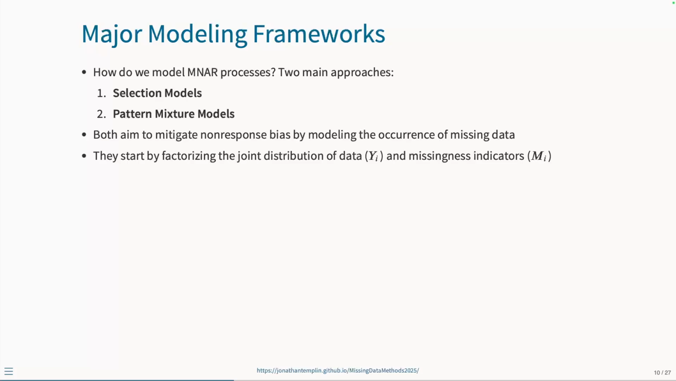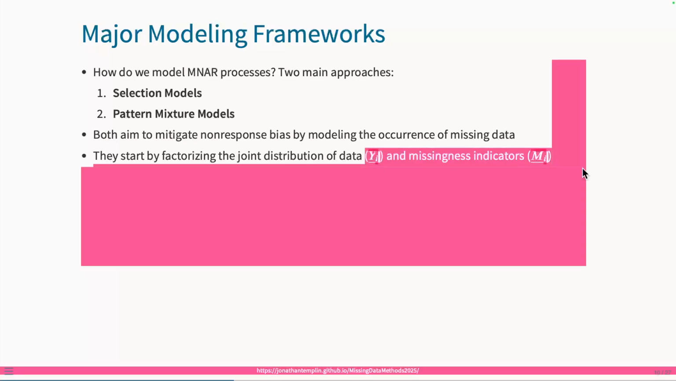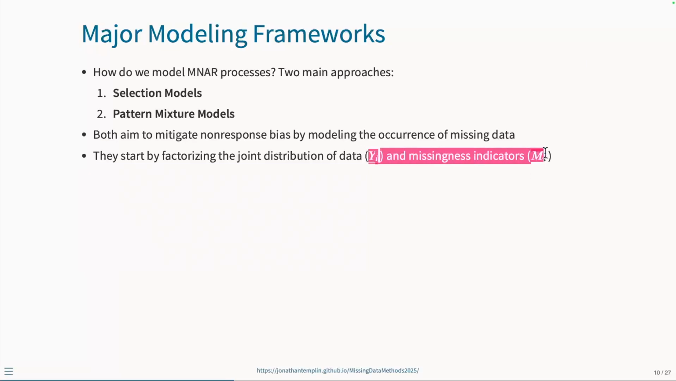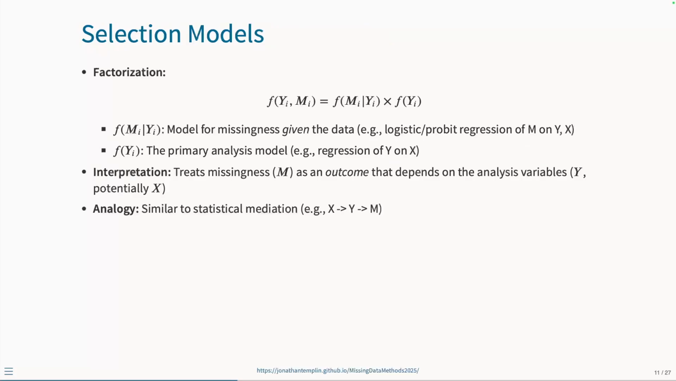So the two modeling frameworks, again, are selection models and pattern mixture models. Both aim to mitigate non-response bias, which is the name for missing not at random. The bias due to non-response is addressed by modeling the occurrence of missing data itself. So our goal is modeling what makes it missing. They start by factorizing the distribution of the data and the missingness indicators themselves, Y and M.